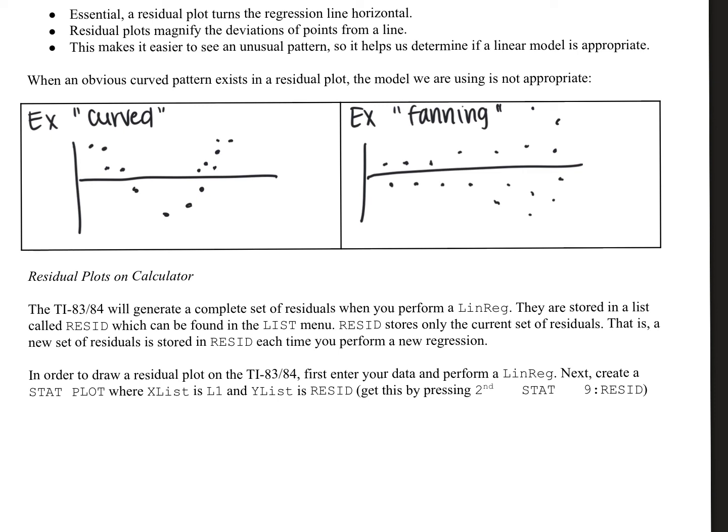So again, you want to make sure stat plot is on, and you're going to choose the scatter plot. And then when you go to Y list, you need to clear out list 2 and you're going to hit second stat, and then you're going to go all the way down to RESID, and then you'll hit zoom 9 like normal.